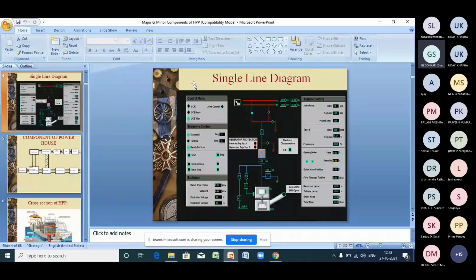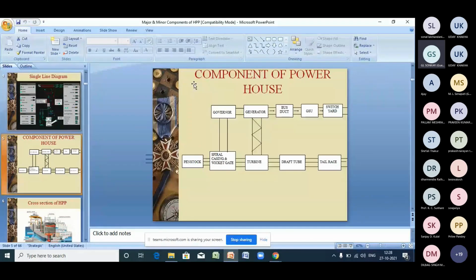Then the components of the power process. We start from the penstock where you are getting the water. That means water energy for the turbines. So the penstock is connected to the spiral casing and wicket gates. Spiral casing is a casing having a decreasing cross-sectional area. The objective of the spiral casing is to maintain equal velocity at each and every blade of the turbine. Then wicket gates, also called vanes or guide vanes, both are the same. The main objective of the wicket gate is to control the flow of water according to the generation.